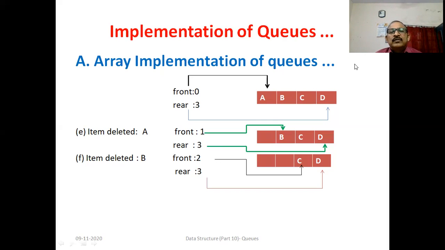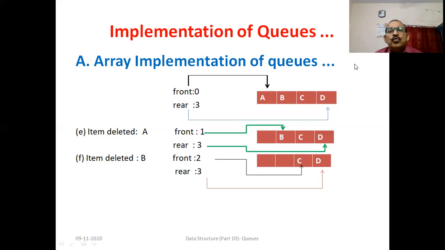Okay. How will we delete? We access the element at the location pointed to by the front pointer. And now we simply increment front by 1. The item deleted is A and now front is pointing to 1, as we know that the deletion operation is performed at the front end.